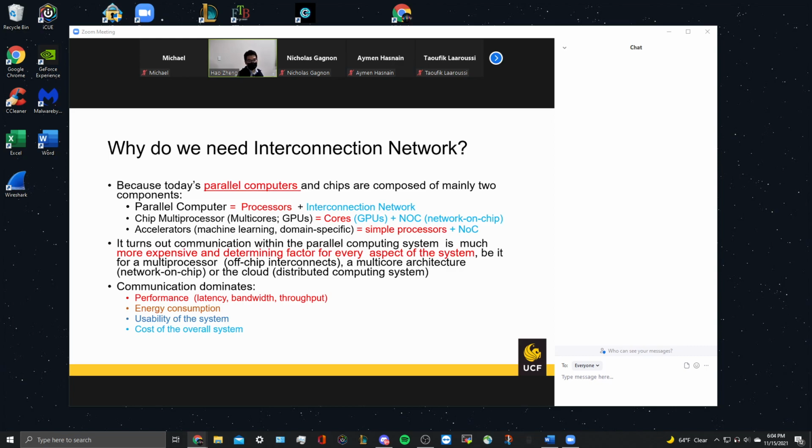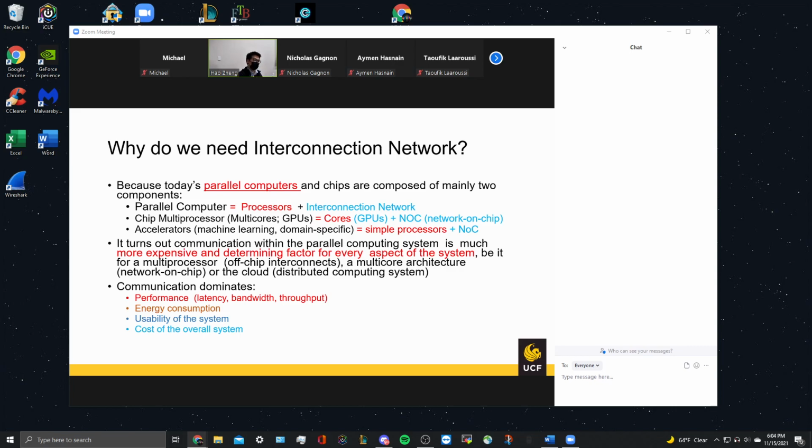So the communication within the parallel computing system is much more expensive and a determining factor for every aspect of the system. Why? Because assume we have sufficient cores or computation resources, but we do not have an ideal communication fabric, which means we cannot deliver the data to the processing units in time. So this can cause delays in the computation, right?